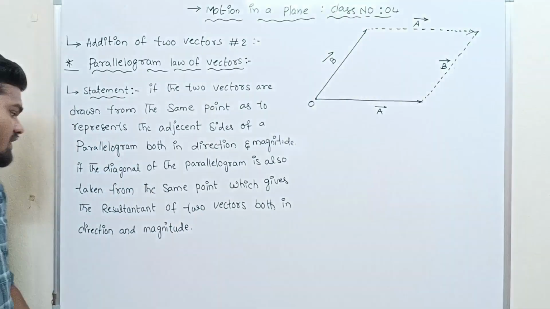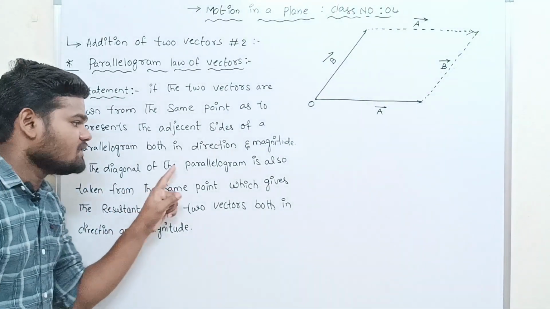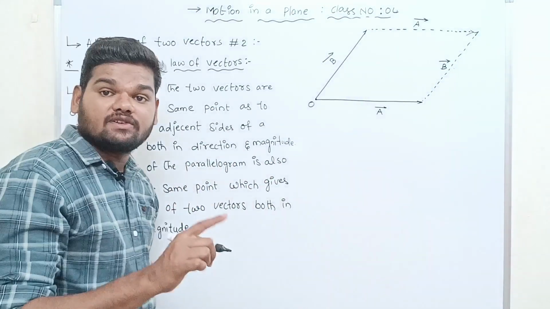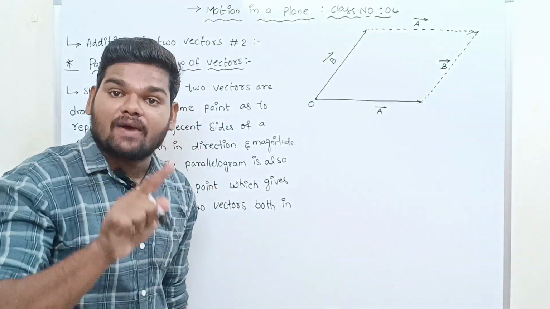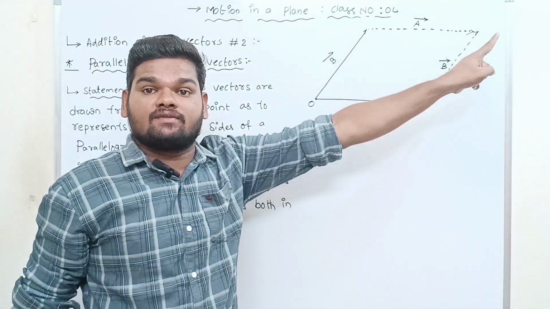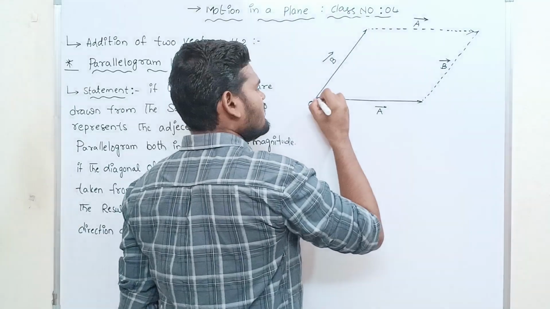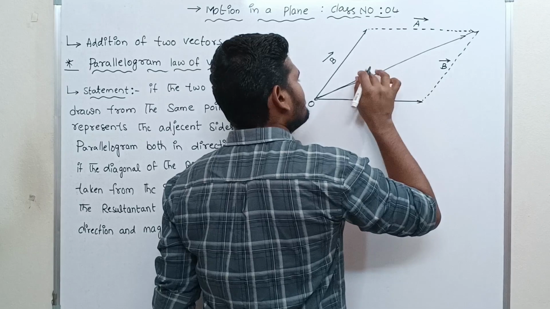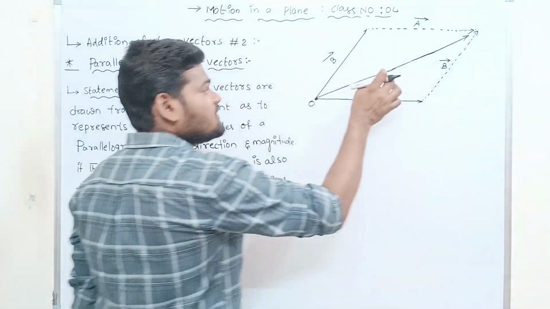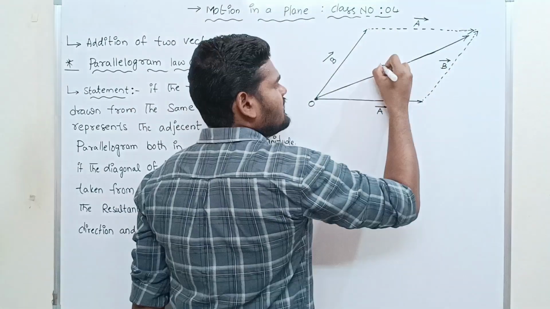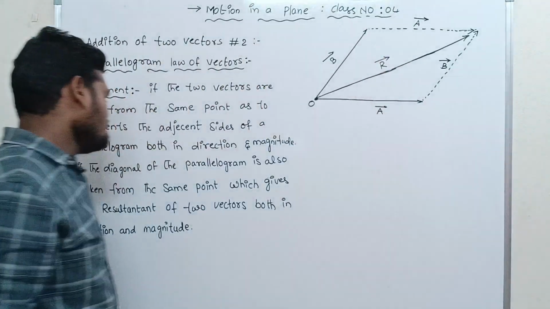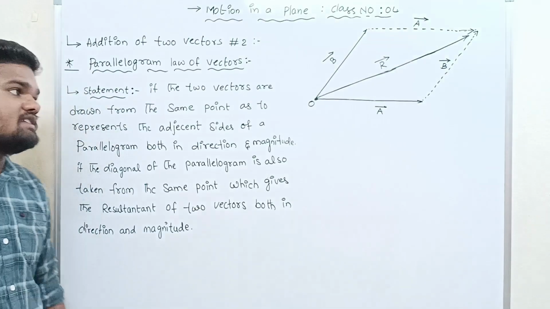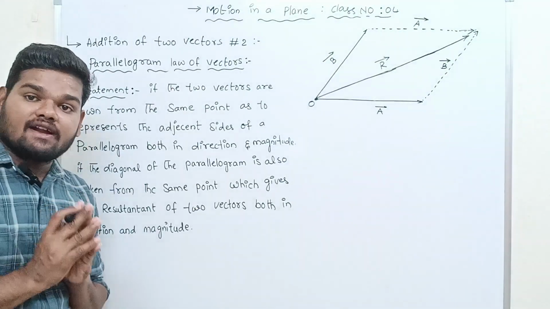Are you getting it? Right, now what we have to do: if the diagonal of the parallelogram is also taken from the same point, we have to draw the diagonal of the parallelogram from the same point. So from this point I draw the diagonal of the parallelogram, a straight line. This is the diagonal of the parallelogram, and it represents the resultant of the two vectors, both in direction and magnitude. Are you getting it? Now the diagram part is over.